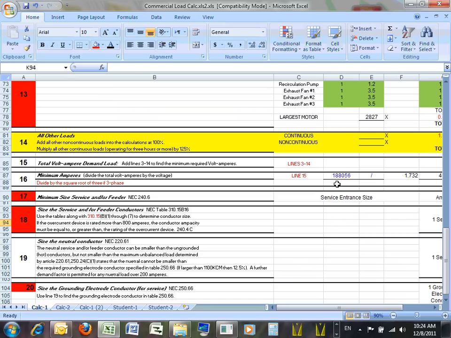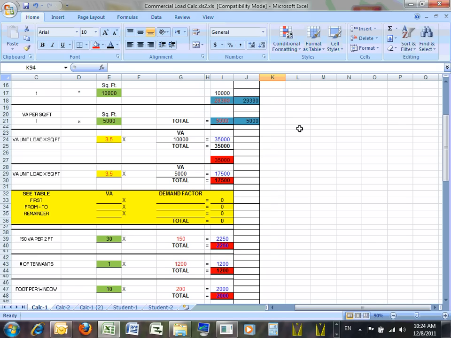Full neutral. If it's higher than 250, then you start derating. But you can derate at any time. In this case, we have to derate. I decided to derate just for the exercise of it. We'll get into this one. Okay, let's go to the neutral.